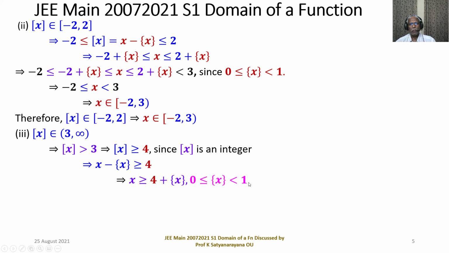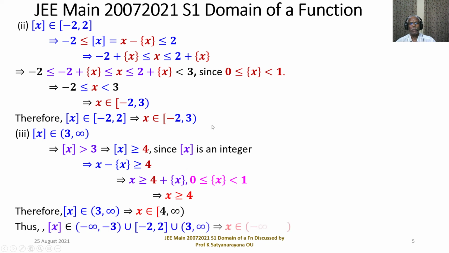So this will imply x ≥ 4, because the fractional part is less than 1, it is not taking the value 1, but it is greater than or equal to 0. Therefore x is greater than or equal to 4 only. So [x] belongs to (3, ∞) implies x belongs to the semi-closed interval [4, ∞), closed at the 4 end. Now we have discussed [x] belongs to the union of the three intervals, which implies x belongs to (-∞, -3) union [-2, 3) union [4, ∞).